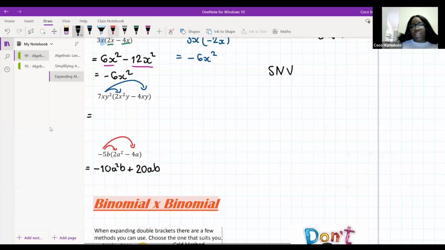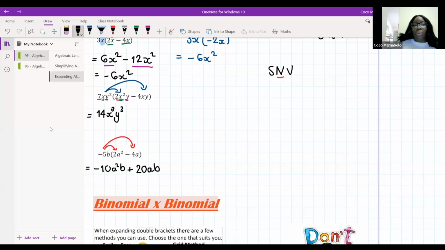Then we go to the numbers. I'm going to get 7 times 2. That will give me 14. And then we go to our variables. I've got x multiplied with x. I know that those two things are the same base, so I'm going to keep my base x and add exponents. X over here has an exponent of 1. 1 plus 2 will give me x cubed. Same with y. Y squared times y, I'm going to keep my base y and add my exponents. 2 plus 1 will give me 3.